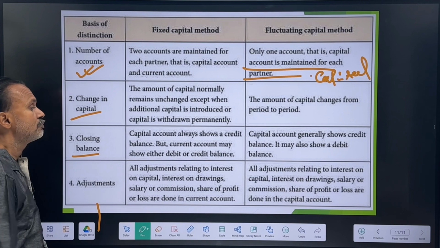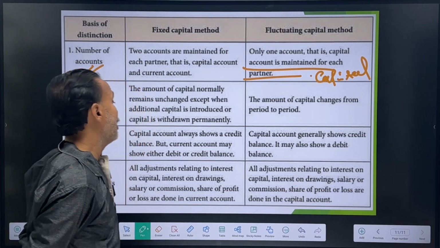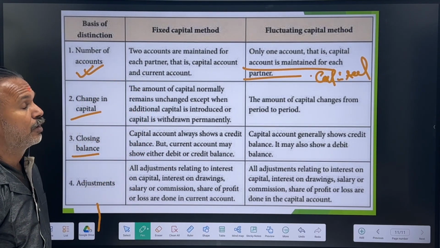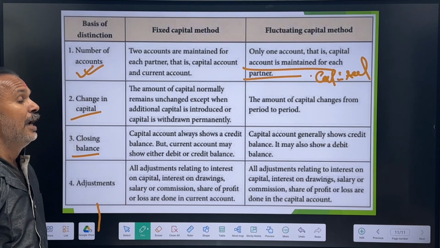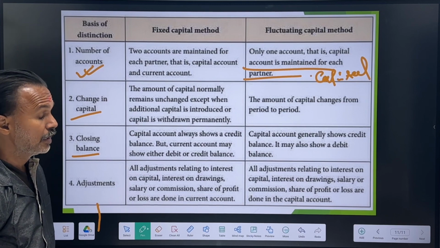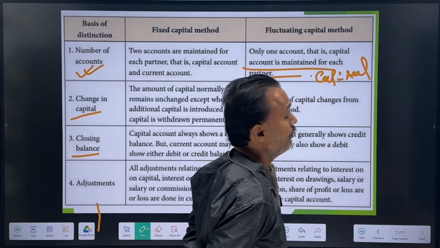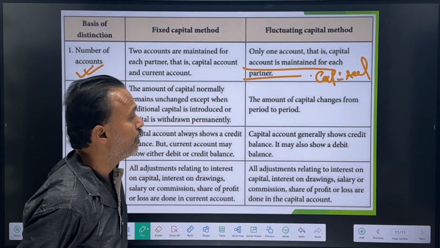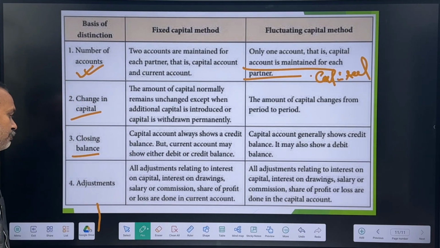Closing balance. In the case of fixed capital account, the capital account always shows a credit balance and the current account may show a debit or credit balance. But in the case of fluctuating capital account, it may be a debit or credit balance.